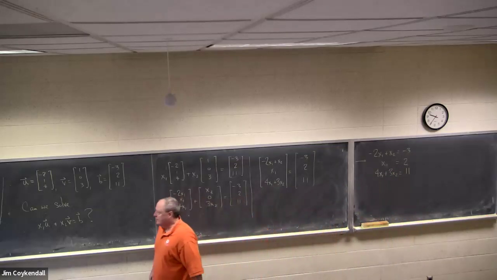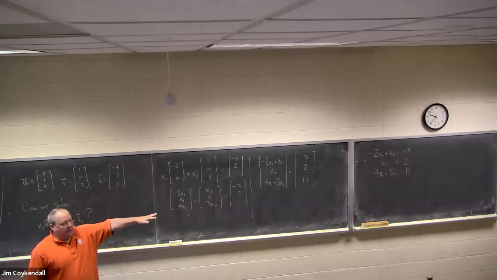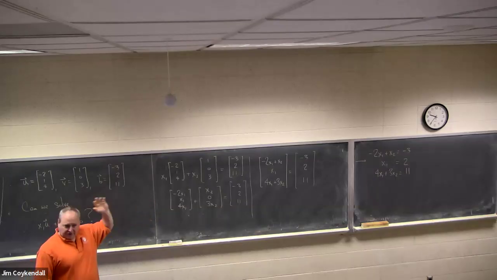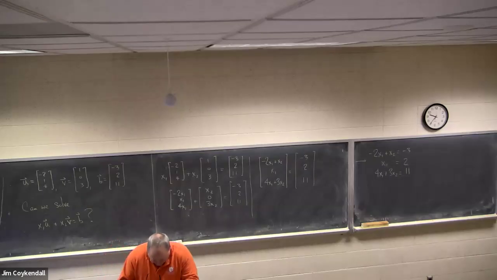I can solve this equation for appropriate values of x1 and x2 if and only if that system of three linear equations is a consistent system. And so that's actually one of the big connections here.